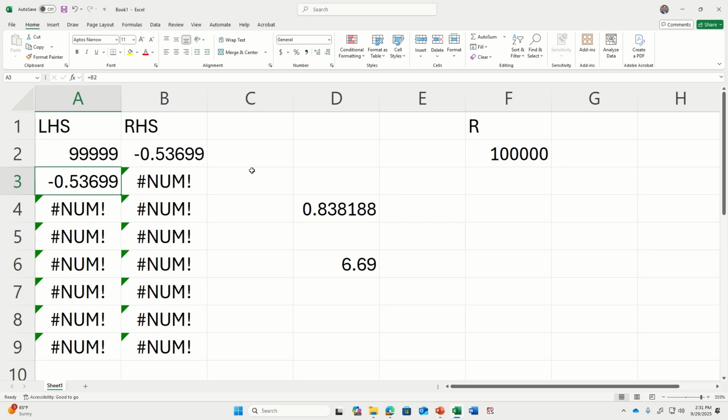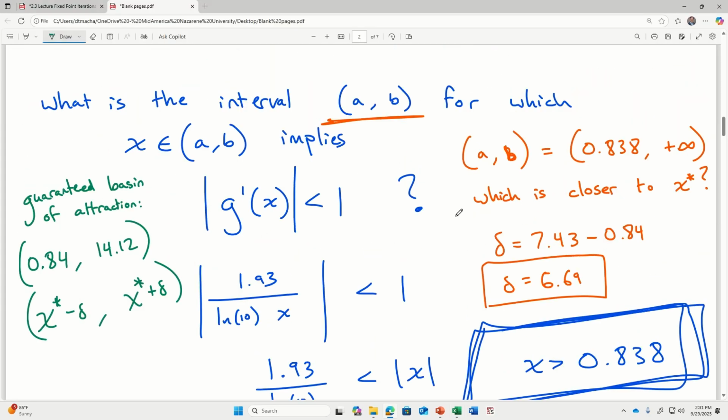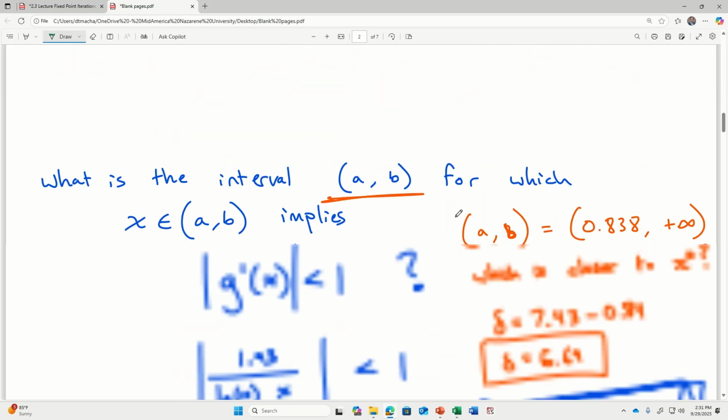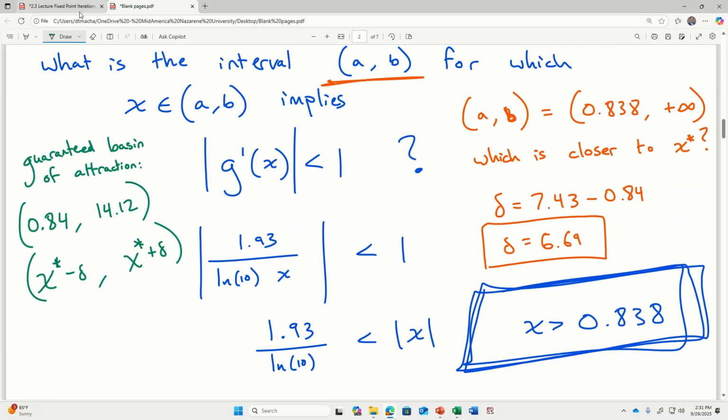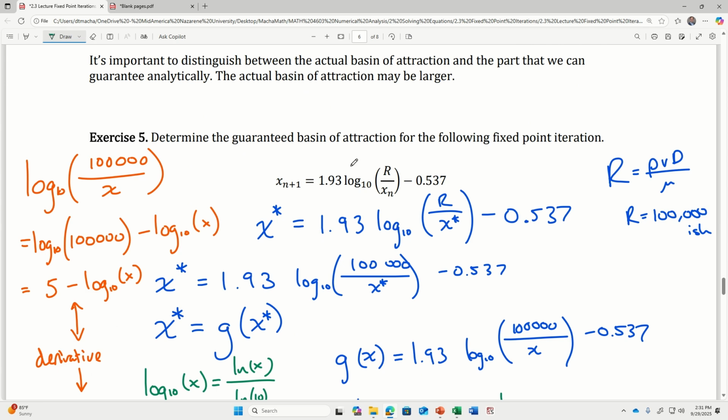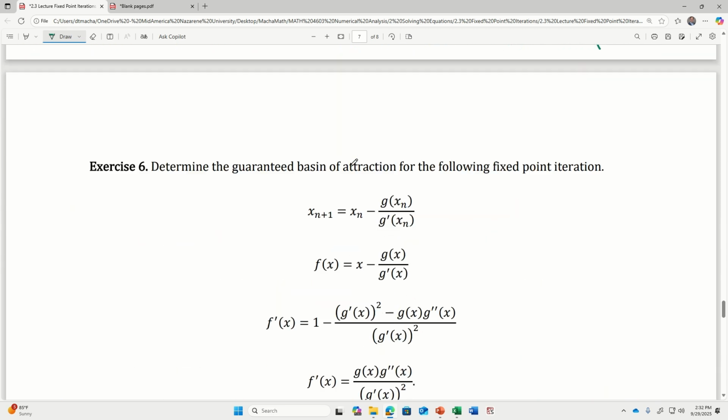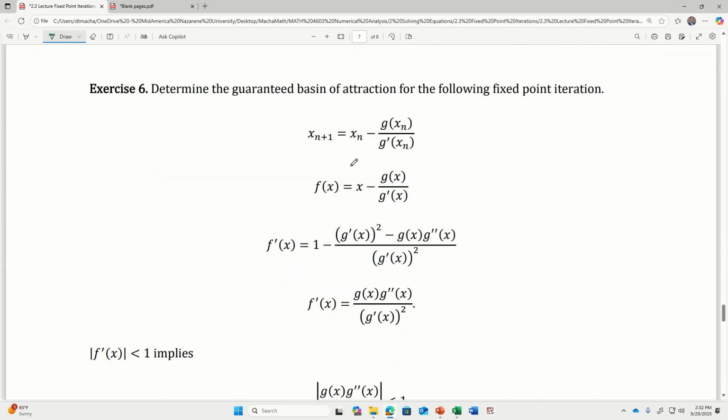And like I said, not all numbers up to infinity were going to converge, but also a lot of numbers that were outside of that guaranteed basin still converge. So, you know, a lot of times in math theory, there's only so much you can really know. Only so much you can guarantee, but that's how it works.